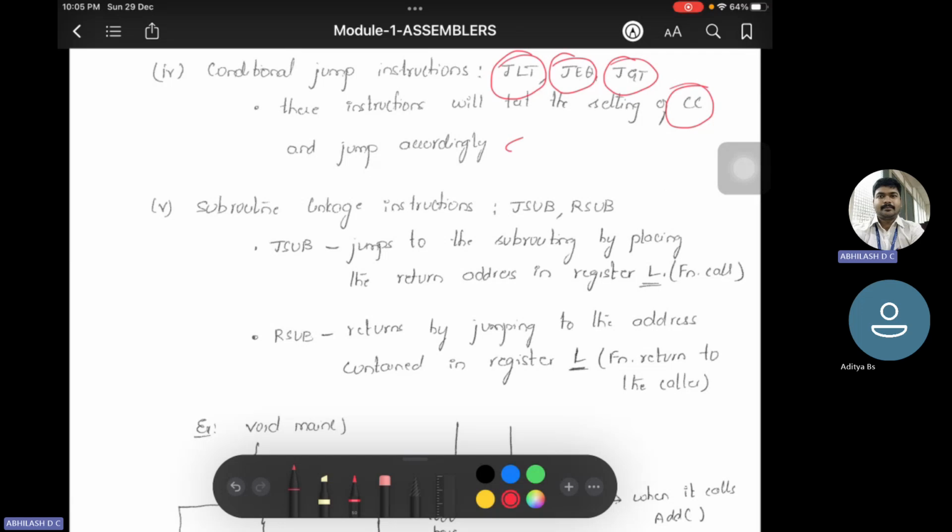There are subroutine instructions, jump to subroutine and return from the subroutine. JSUB stands for jump to the subroutine, jump to the function by placing the return address in register L. That is your linkage register. RSUB is returning by jumping to the address contained in register L. Whatever contents you have in L, to there you go, from the function back to the caller.